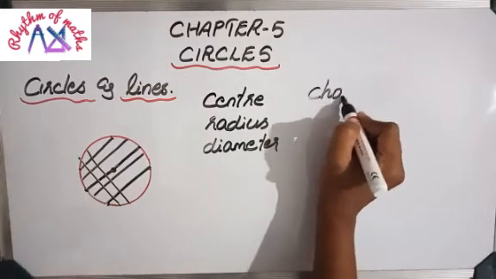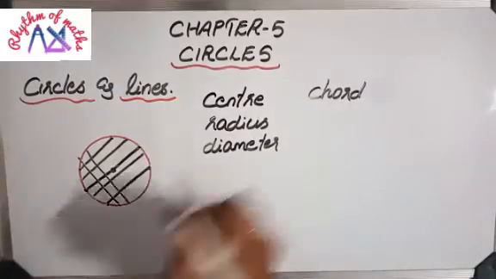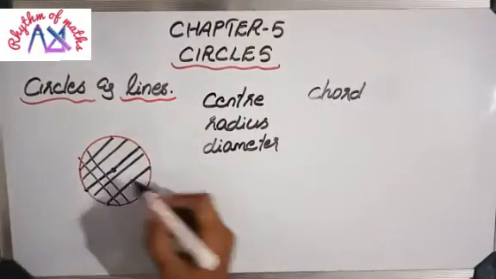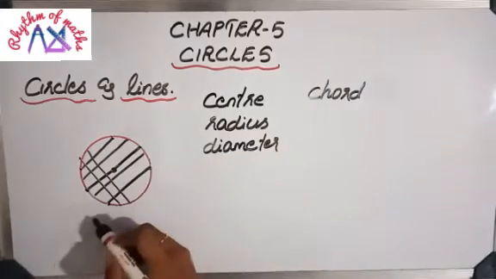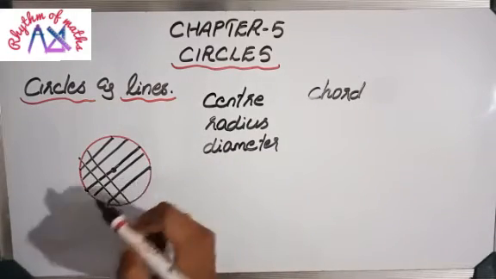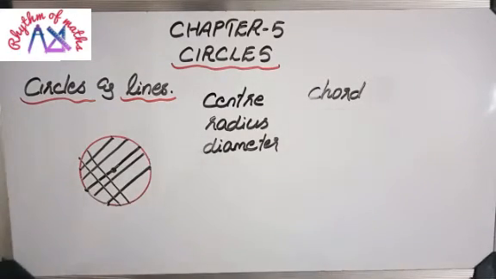This is the concept you are going to learn in this section, that is chord. Chord means a line joining any two points on a circle. It can be any line.